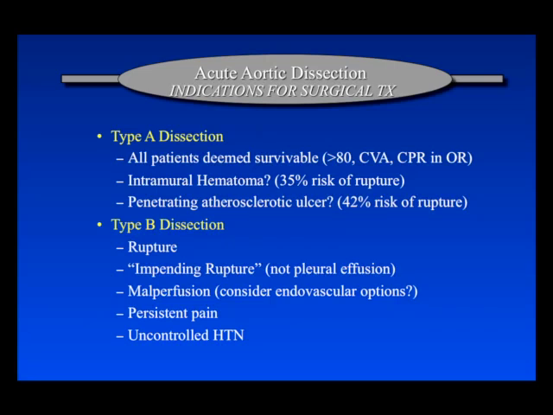For type B aortic dissection, the indications for surgery are more impending doom, including rupture and impending rupture, which does not include pleural effusion because that's very common in patients that are not about to rupture. Malperfusion can be considered for therapy peripheral vascularly, and there's persistent pain or uncontrolled hypertension.